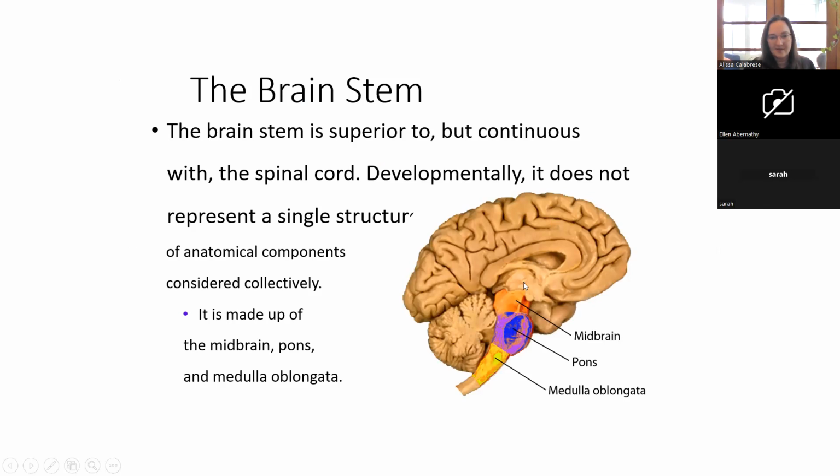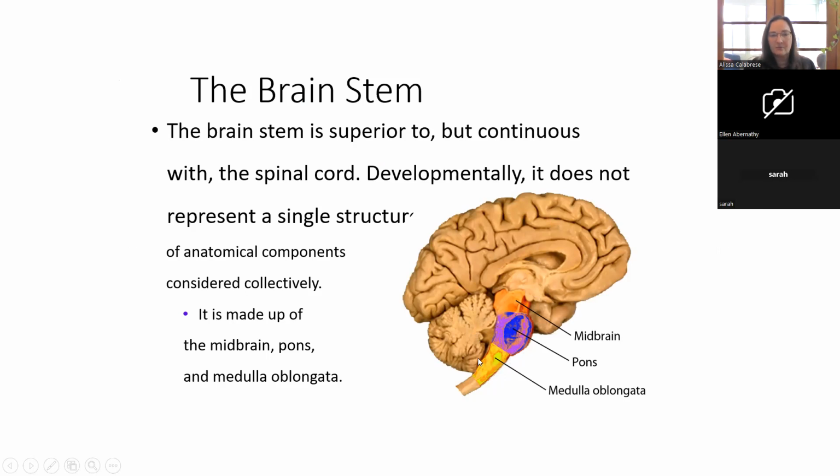All right, so that was thalamus and hypothalamus. If we get down here into the brainstem, there are three main structures of the brainstem. It's going to be the medulla oblongata, the pons, and the midbrain. And you can see just below the medulla is the spinal cord. So this is really the connection between the brain and the spinal cord.